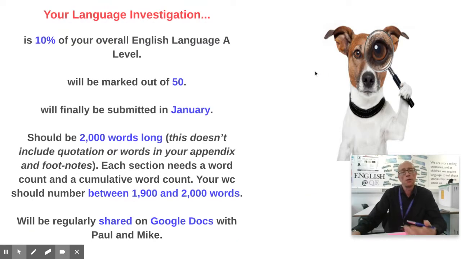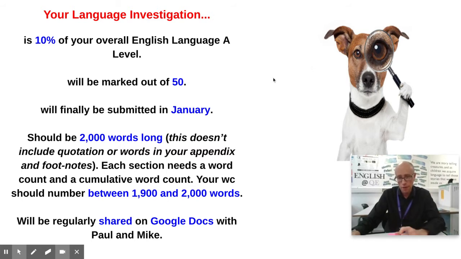Right, let's get an overview on this. So we know that language investigation is 10% of the A level. It is marked out of 50 in the same way as your original writing is marked out of 50. We work on it in November and December of the second year, and you finally submit it near the beginning of January, so beginning of term 2. In terms of its length, it should be 2,000 words long, give or take 100 words. This 2,000 words doesn't include things like quotation and your appendix and footnotes.